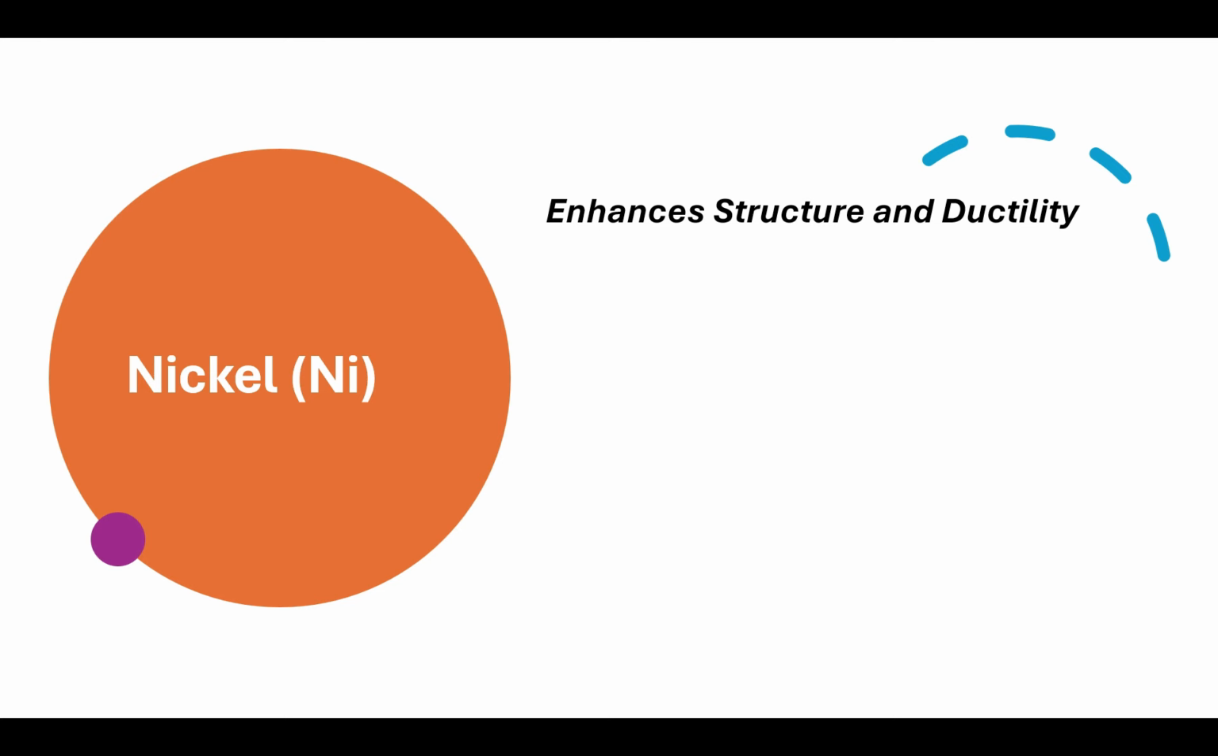So it enhances the structure and the ductility. It retains the austenitic phase. These are austenitic stainless steels: 304, 316 are all austenitic stainless steels. I will show you from the Schaeffler diagram.